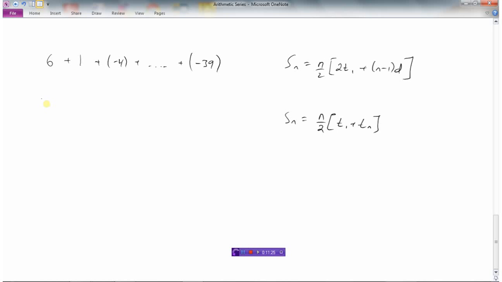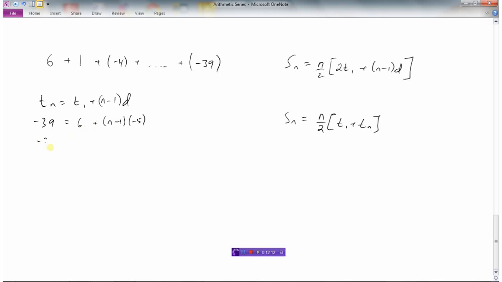And what we're going to need to do is borrow the formula from the arithmetic sequence. You remember from earlier, if you want to find any term, it's equal to the first term plus n minus 1 differences. So we know that the last term is negative 39, and we know that the first term is 6. What we would really like to know is what n is. How many differences are added to get to negative 39? And we know that the difference was negative 5, 1 minus 6. So using this formula for the arithmetic sequence, we can isolate n.